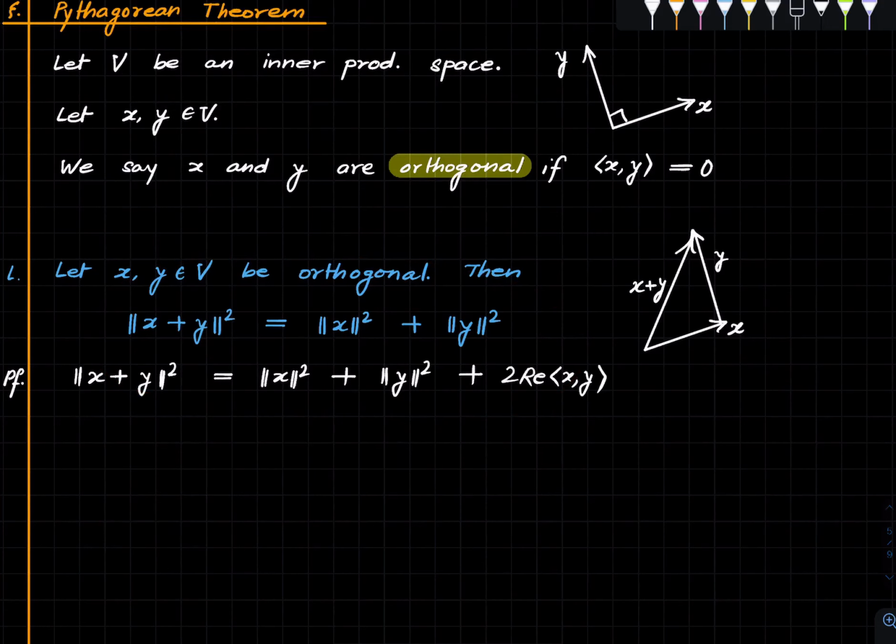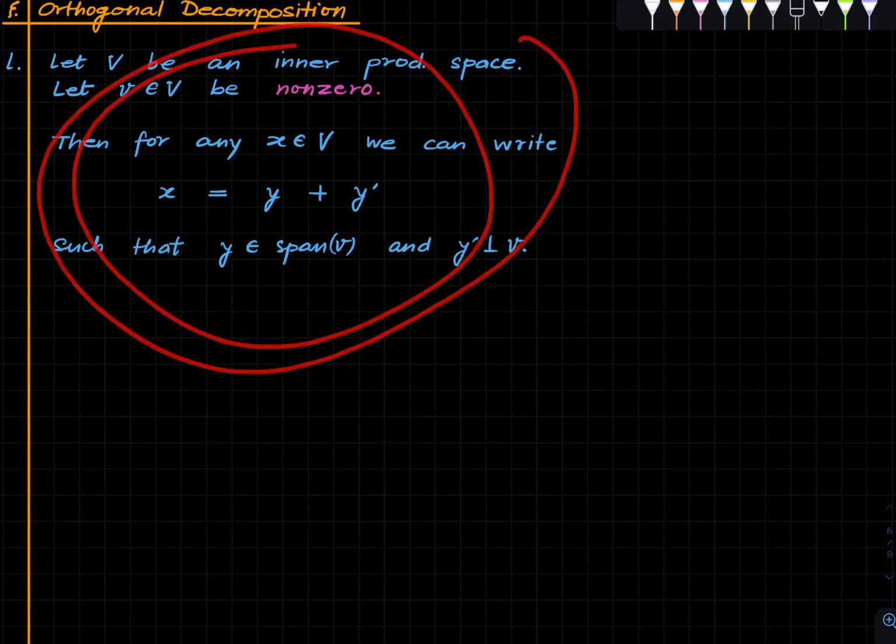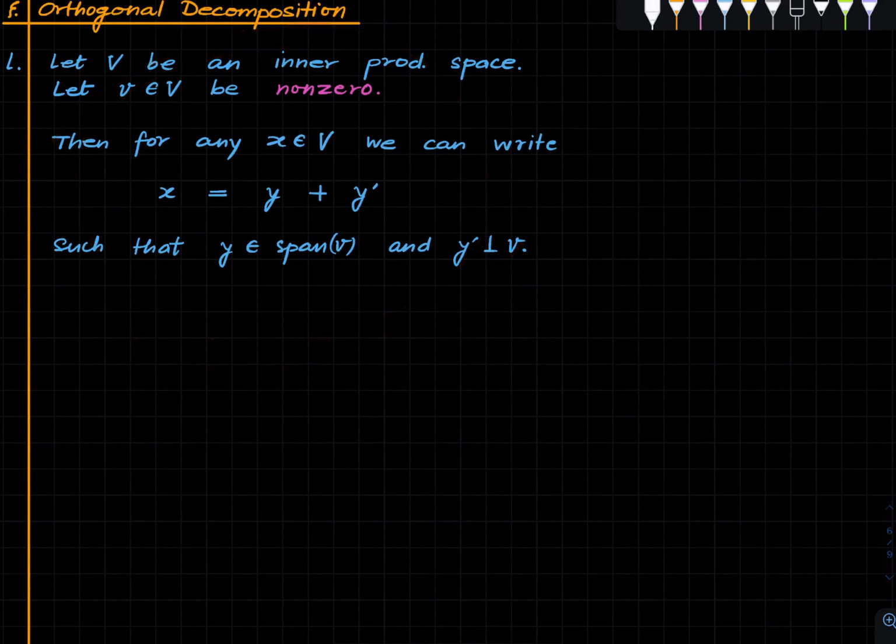Now let's go to the next section. So this is the orthogonal decomposition. Before I state the formal theorem, here is what we want to do. We have a vector v, assume it is non-zero, and we have some vector u.